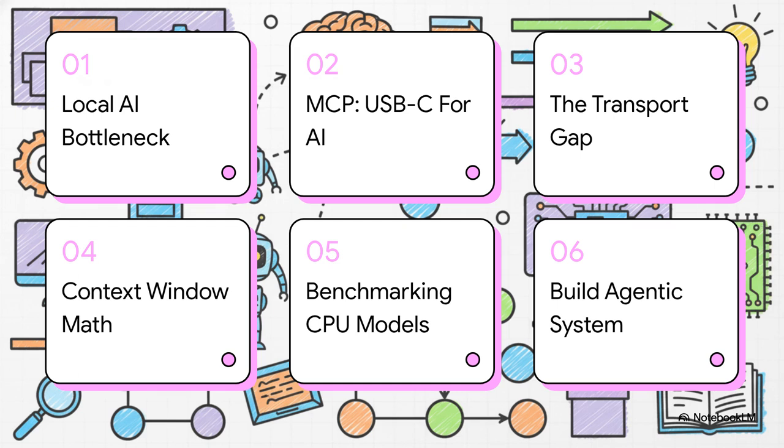Here's our quick roadmap for the explainer today. 1. The local AI bottleneck. 2. MCP, USB-C for AI. 3. Bridging the transport gap. 4. The context window math. 5. Benchmarking small local models. And 6. Building your agentic system. Let's dive in. Section 1.